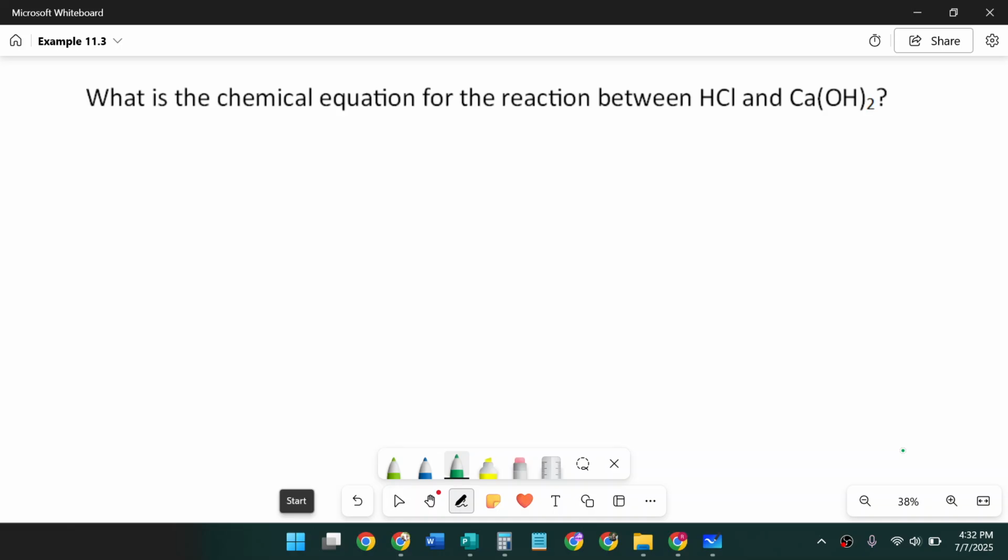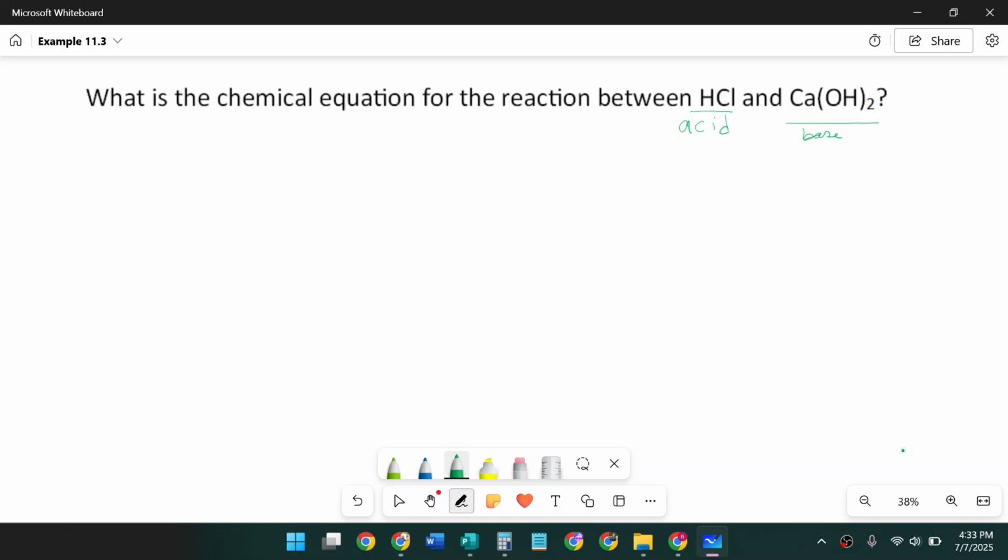This is example 11.3 from Discovering Design with Chemistry. All right, so what we're going to start with is figuring out what is the chemical equation for the reaction between HCl and Ca(OH)2. So this one has an H at the beginning, so we know that this is our acid. And then that means that this one has to be our base.